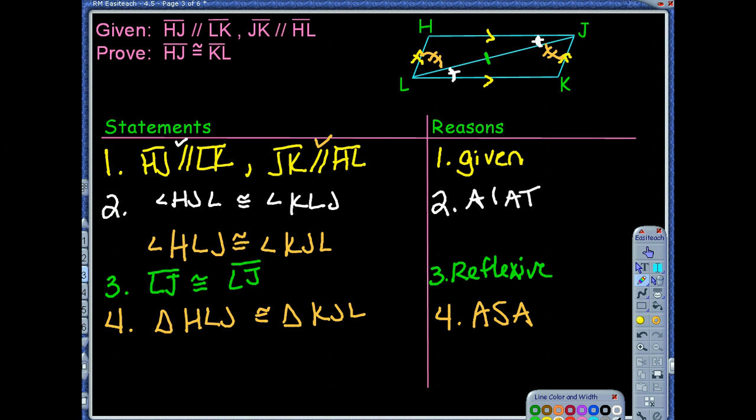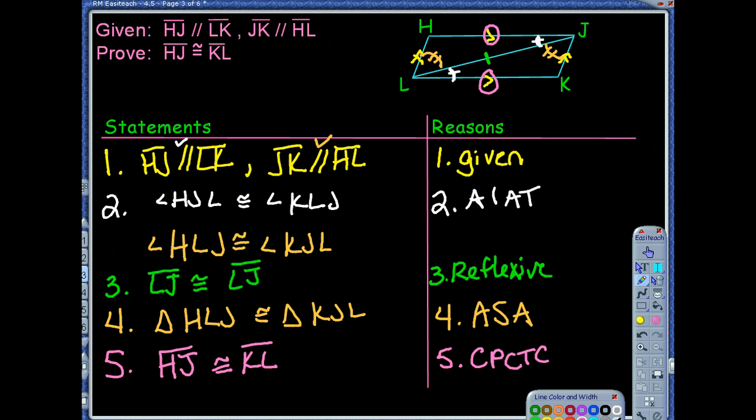Okay. Now I've said that the triangles are congruent, so that allows me to now say that all of its corresponding parts are congruent. Absolutely. And I notice segment HJ and segment KL are corresponding sides of the 2 congruent triangles, which means they're congruent. So I can say segment HJ is congruent to segment KL. My reason will be CPCTC. Absolutely. All those corresponding parts of congruent triangles are congruent.